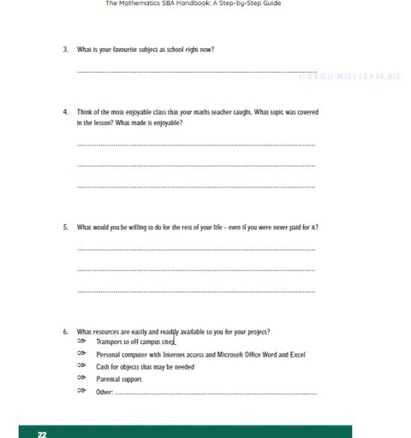What resources are easily and readily available to you for your project? One, transport to an off-campus site. Personal computer with internet access and Microsoft Office, Word, and Excel. Cash for objects that may be needed. Parental support. Other. You may list these. You may say which of these resources are easily and readily available for your project. All of this will enable you to determine which project will be the best.